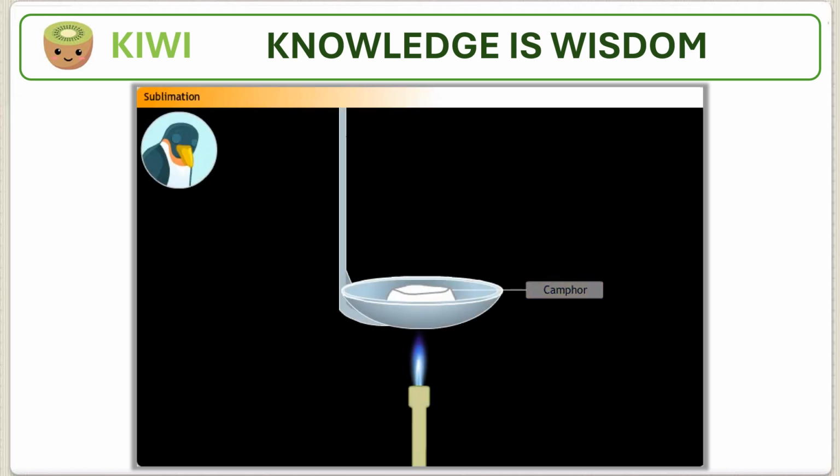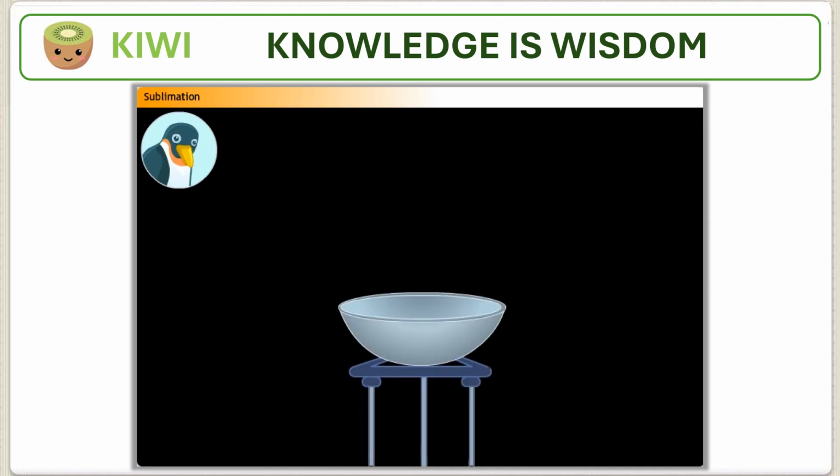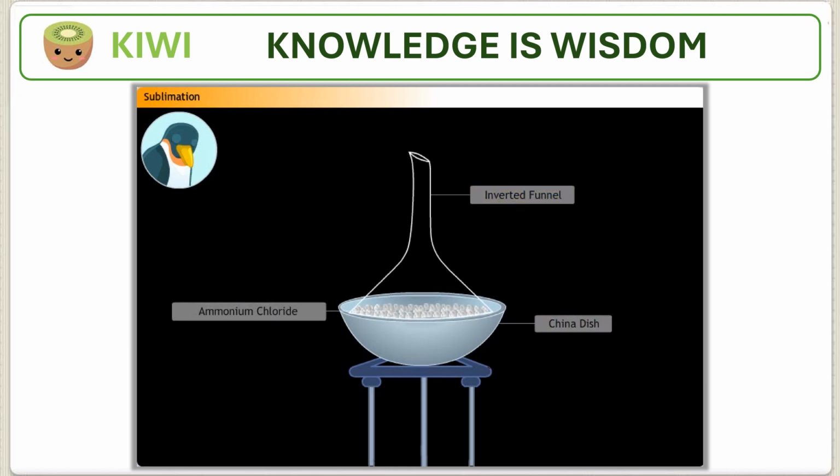Sometimes, a solid directly converts into a gas while heating, without changing into liquid. Let's do an experiment. Take a few ammonium chloride crystals in a china dish. Cover the china dish with an inverted funnel. Then, plug the open end of the funnel with cotton. Slowly heat the ammonium chloride crystals in the china dish.